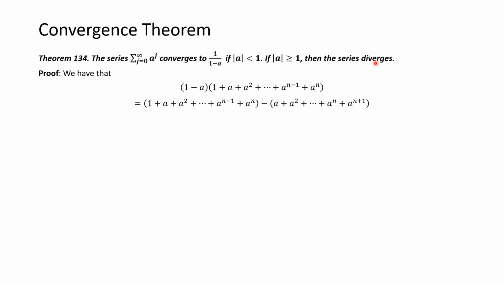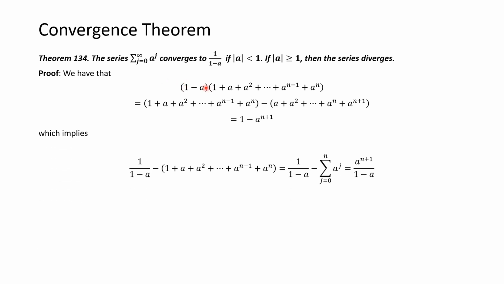So we can prove this. We multiply 1 minus a times our partial sum here, the first n terms, then we expand it out. And then we see there's cancellation, except for the 1 and the a to the n plus 1. The a and the a squared cancel out all the way up to a to the n and a to the n. So we get this equals this, and then we can add this to the other side, and then divide by 1 minus a. And you get this here.